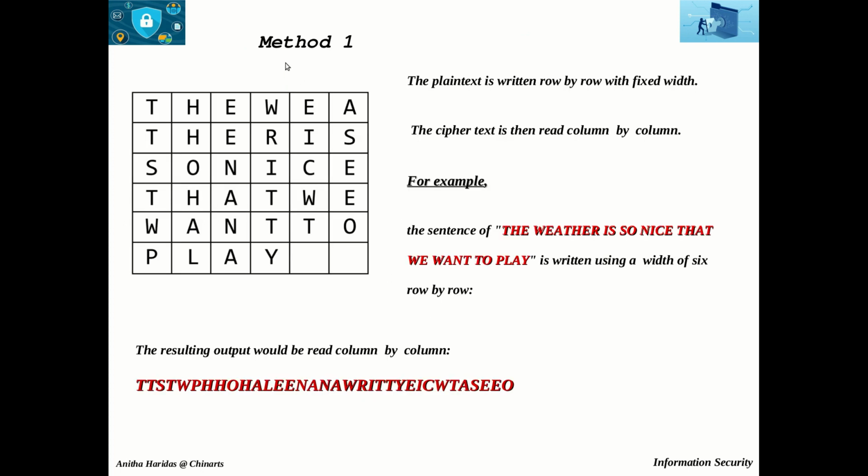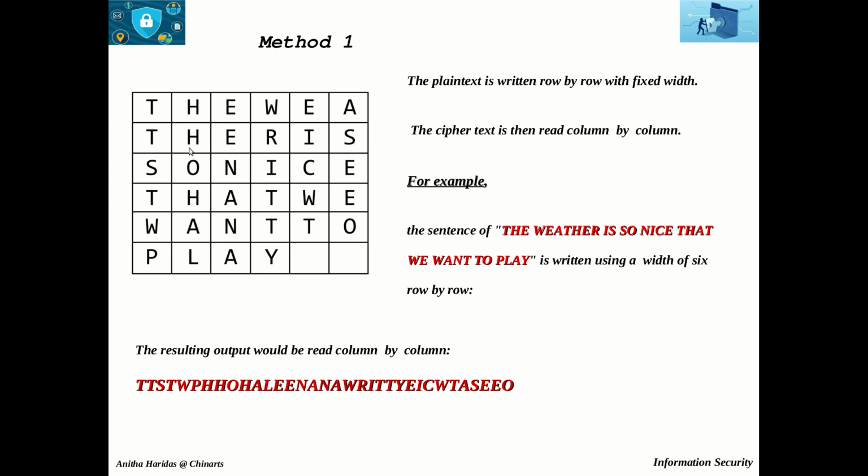For example, in the first method, let us assume that this is the message that we want to transmit, and this plain text is now written row by row with fixed width. What is the width we are going to use here? 6 is the width we are going to use. So your plain text will be written like this. We will be writing it like: the weather is so nice that we want to play. So this is the message we want to send.